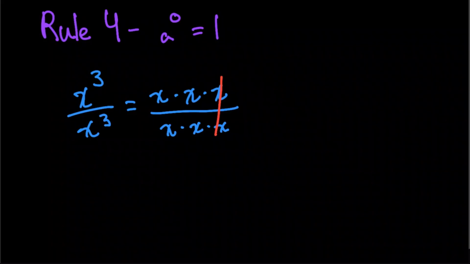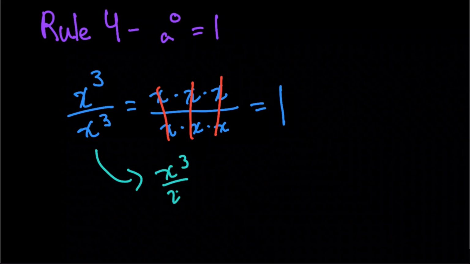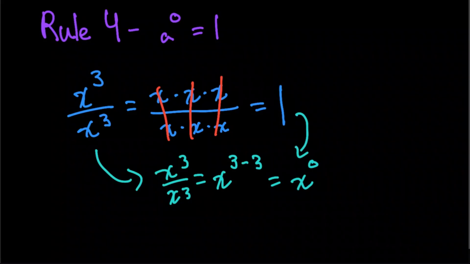Now we can cancel our matching x's, but also remember that canceling out in division actually gives us a 1, not a 0. So actually, x cubed divided by x cubed is 1. And from the division rule, we already know that x cubed over x cubed is actually x to the power of 3 minus 3, which is x to the power of 0. So these two are actually equal. And this actually works for all numbers.